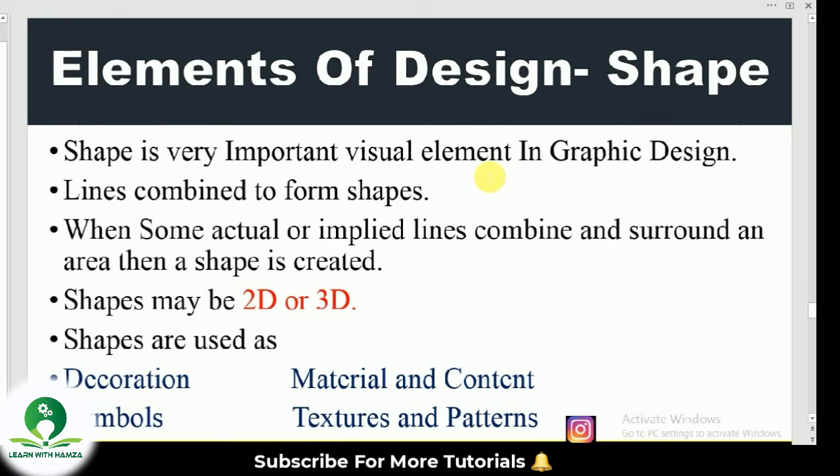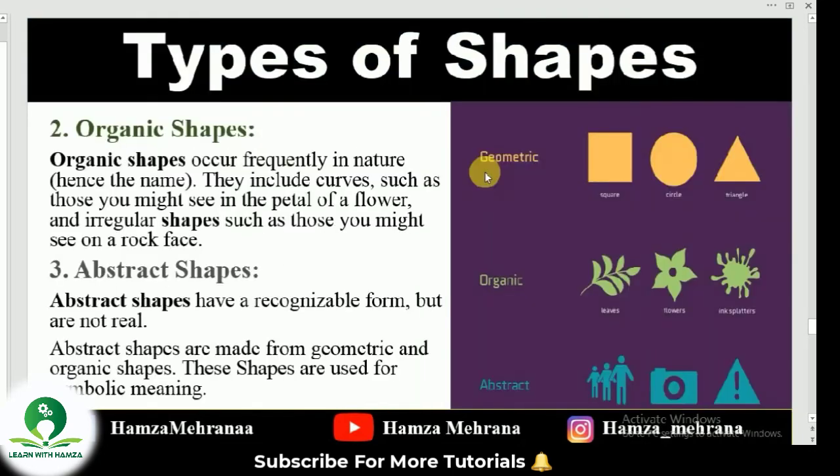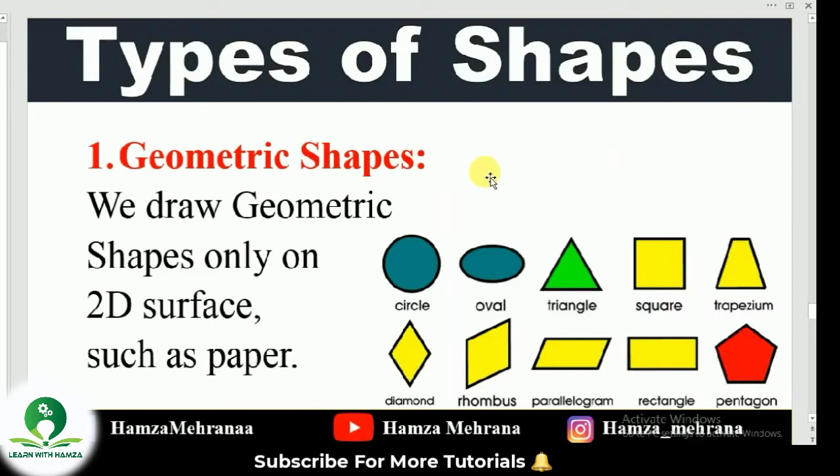First of all, we talk about the types of shapes. So we have three basic types of shapes: geometric shapes, organic shapes, and abstract shapes. Geometric shapes are those shapes which we can draw on a two-dimensional surface. For example, here you can see circle, oval, triangle, square, trapezium, etc. These all are geometric shapes. These are all shapes which we can draw on paper easily.